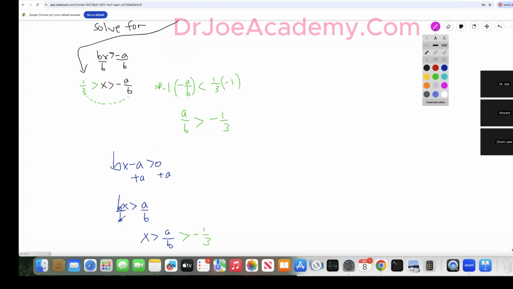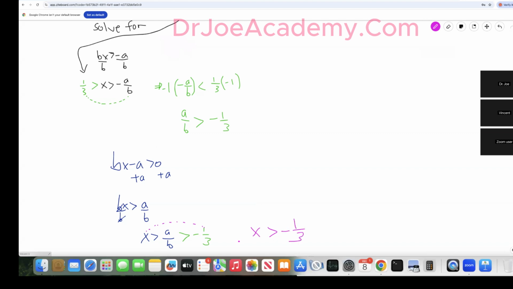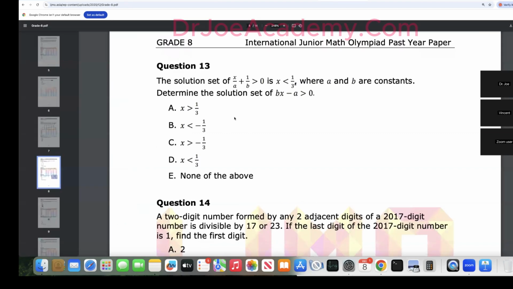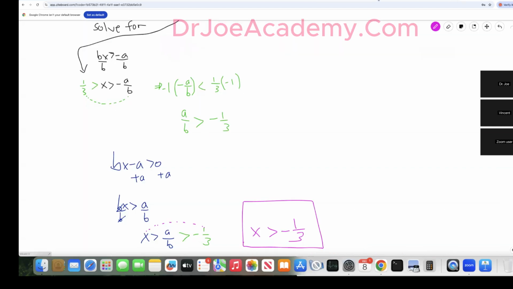So therefore, x has to be greater than what? It's greater than a over b, but a over b is greater than negative 1/3. So x is greater than negative 1/3. So the solution set to bx minus a is greater than 0 is x greater than negative 1/3.